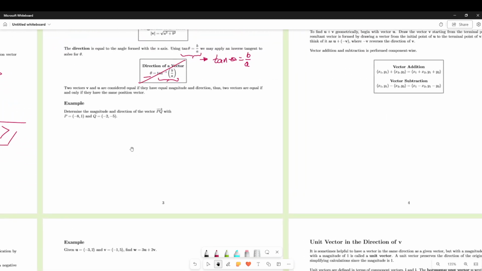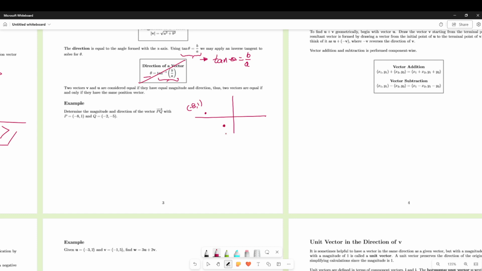So let's see an example. Determine the magnitude and direction of the vector PQ given the initial and terminal points P and Q. It is a good habit to at least give yourself a drawing here. So our initial point P is at negative 8, 1. So negative 8, 1 is about there. And Q at negative 2, negative 5. So negative 2, negative 5.